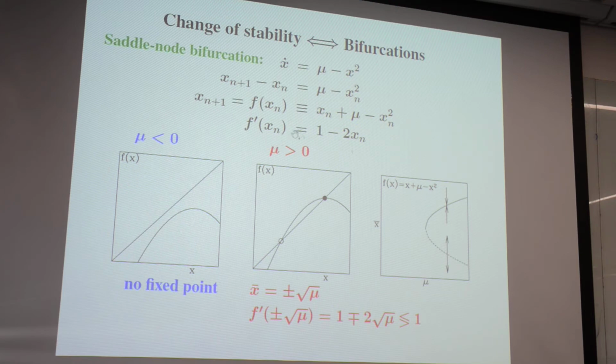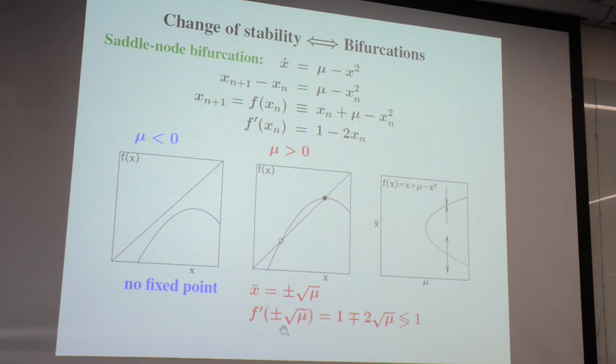Let's write that function that's on the right-hand side, and let's see how it evolves as mu changes. For mu negative, this quadratic function, mu minus xn squared, does not intersect the diagonal. And for mu positive, it intersects the diagonal in 2 places. It's very much like what we did with the continuous ones. The 2 places are plus or minus square root of mu.